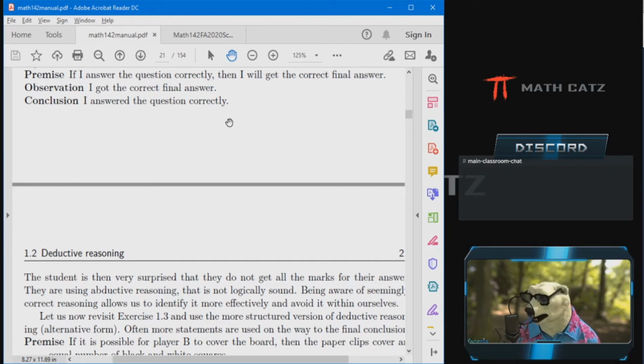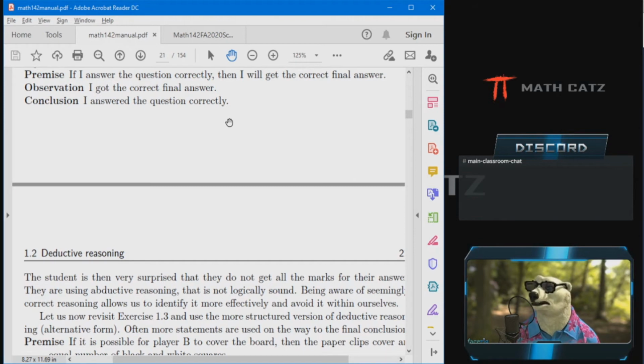Now, the student gets their test back. They see, well, I got the correct final answer, but you didn't give me all my marks. Because their conclusion is, if I get the correct final answer, then I must have answered the question correctly. I should get all my marks. And then they are outraged when they don't. It doesn't make any sense to them.